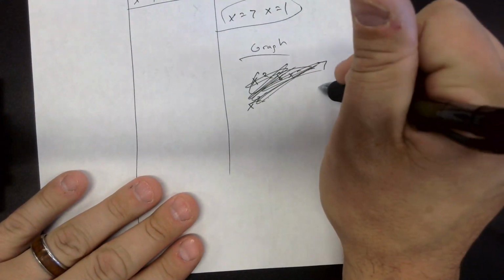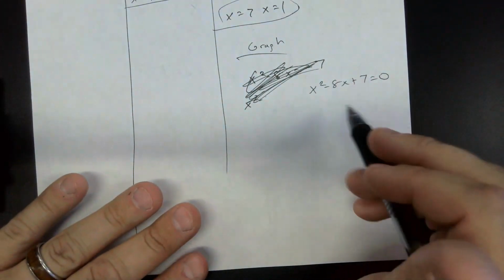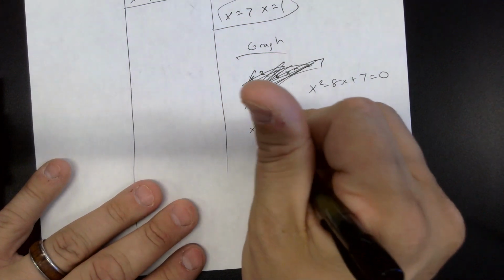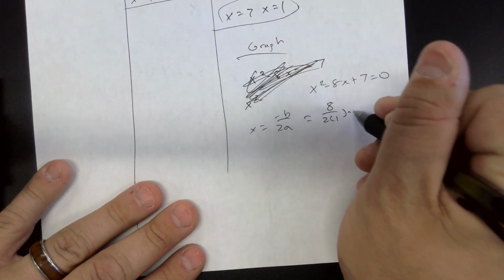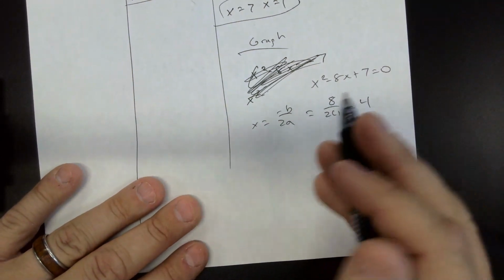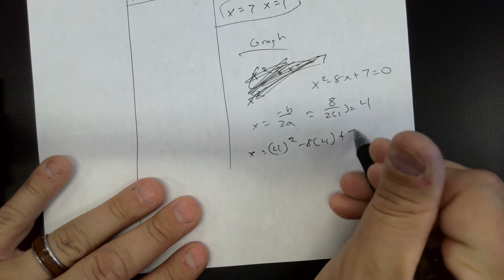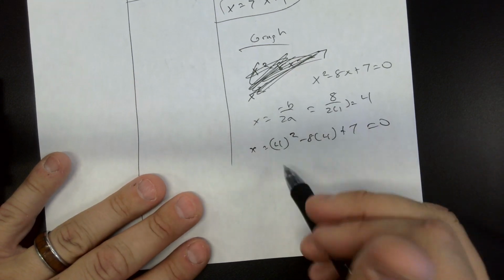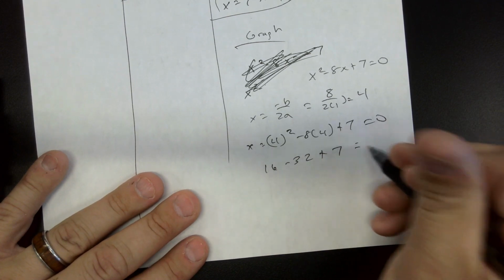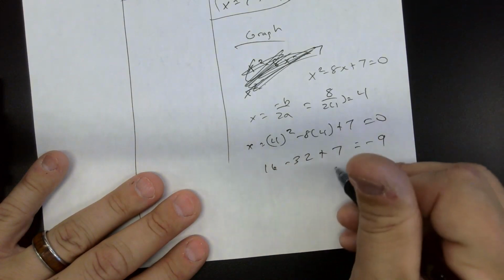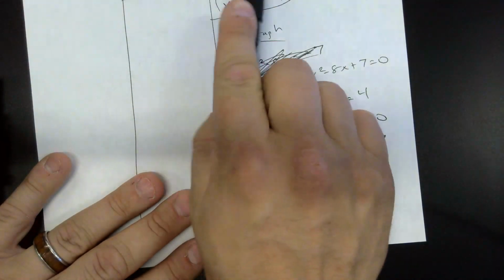Okay, so here's your formula. X squared minus 8x plus 7 equals 0. I'm going to graph it by going x equals negative b over 2a, which is 8 over 2 times 1, which is 4. When you plug 4 back in, this is going to be huge, actually. This is 16 minus 32 plus 7, or negative 9, is that right? So your vertex is 4, negative 9, which you actually can tell from here.